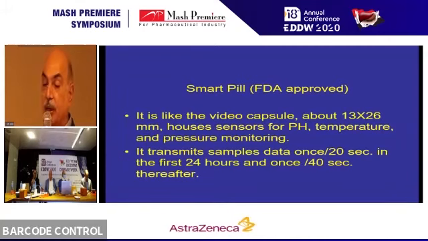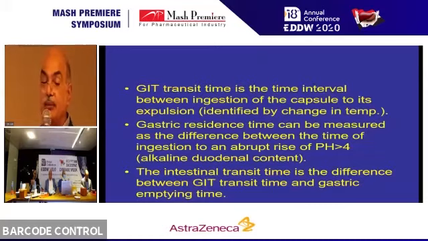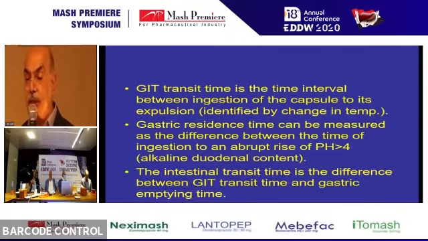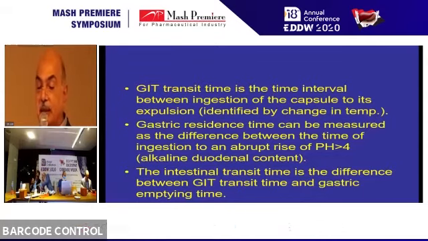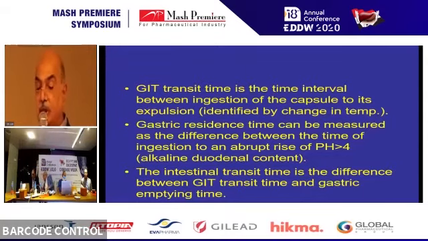The GIT transit time is the time interval between ingestion of the capsule to its expulsion. This is recorded by the change in temperature from room temperature to body temperature. The gastric residence time can be measured as the difference between the time of ingestion to an abrupt rise of pH to more than 4, because this means that the capsule entered the duodenum with its alkaline content. The intestinal transit time is the difference between the GIT transit time and the gastric emptying time.